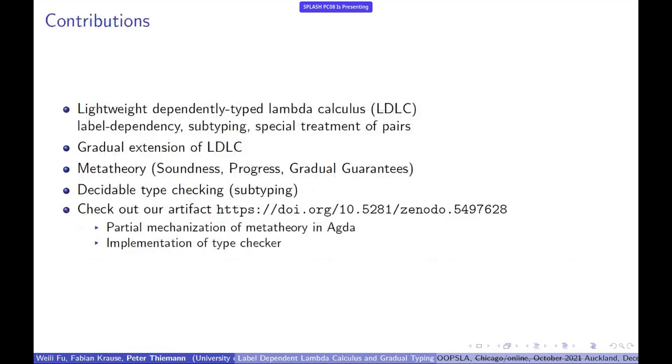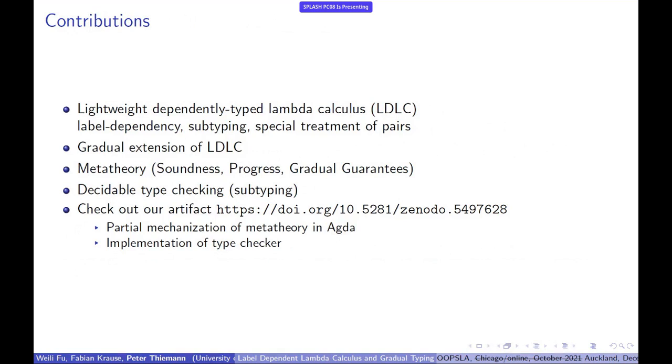So what did we do? We designed this lightweight, dependently typed lambda calculus with label dependency, with subtyping, and with the special treatment of pairs. Maybe it's not so lightweight after all. Then we looked at the gradual extension of the calculus. We developed the meta theory. Type checking is decidable. There's an artifact, so there's an implementation. You can play with all that.